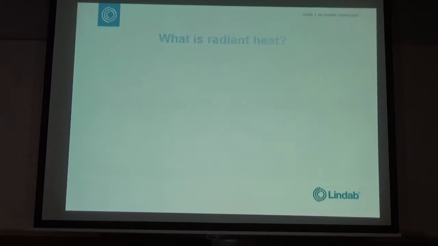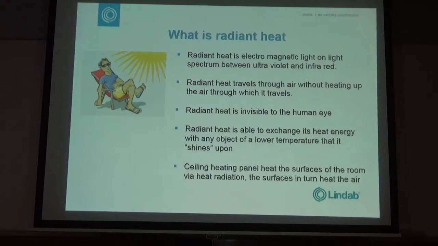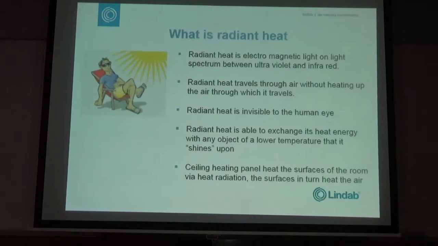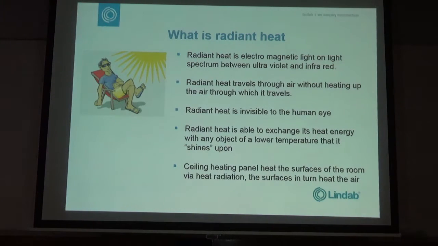Okay, so radiant heat is actually light, and it's on the light spectrum between ultraviolet and infrared. It shines down through the air invisibly, and it strikes surfaces, and those surfaces absorb the radiant heat. The radiant heat is exchanged between surfaces, and those surfaces re-emit it by convection, or they reflect the radiant heat to other surfaces, and it generally bounces around and generates a reasonable environment.